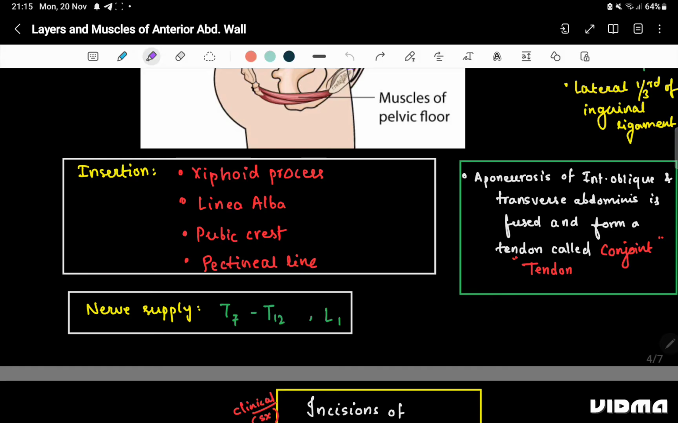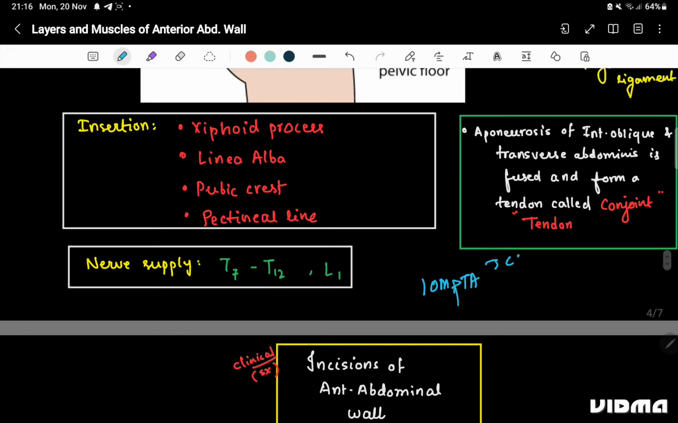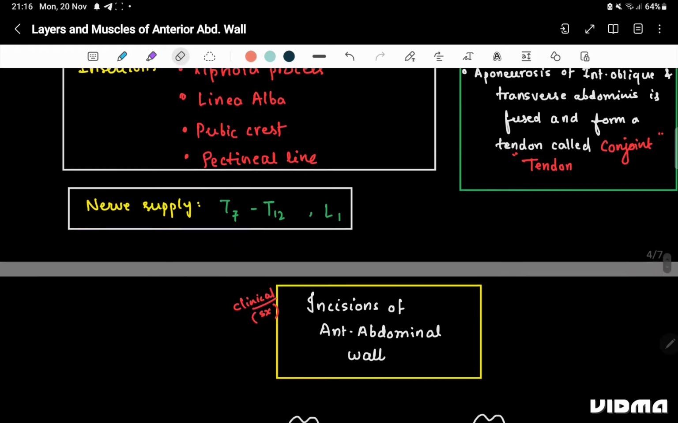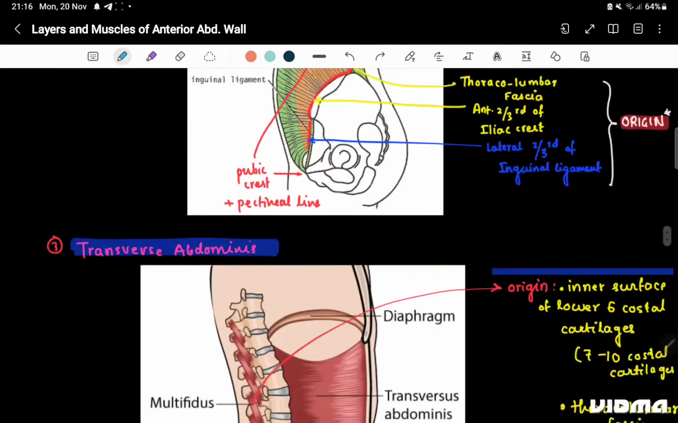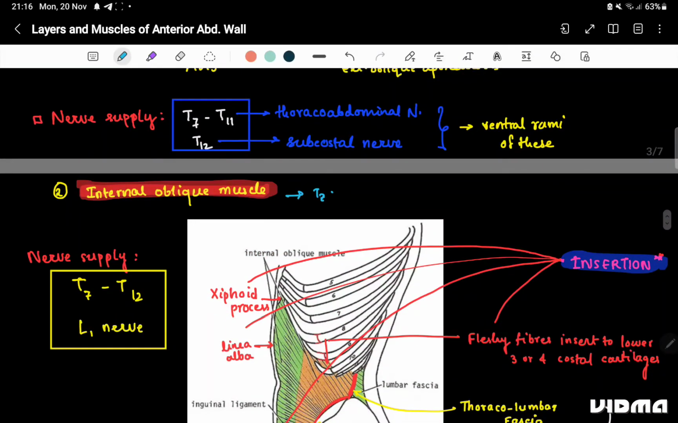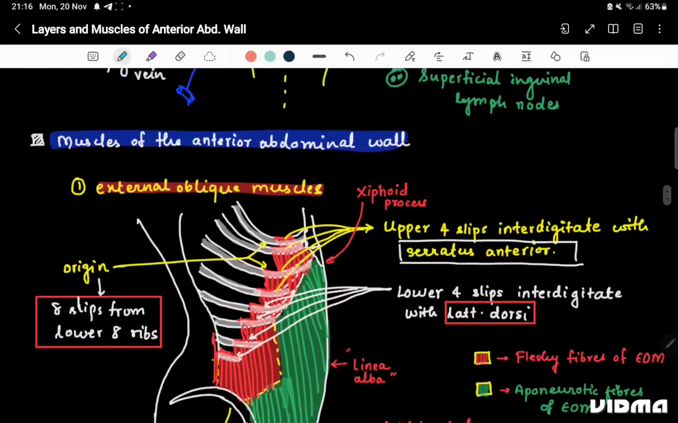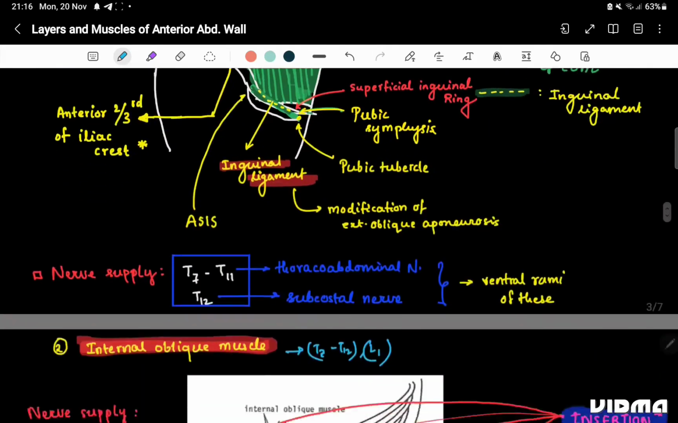So what forms a conjoint tendon? This conjoint tendon is formed by your internal oblique muscle, okay, and your transverse abdominis, IOM and TA will form your conjoint tendon. Understood? And the nerve supply is T7 to T12 and L1, just like our internal oblique muscle. The transverse abdominis nerve supply is T7 to T12 and your L1, okay, and for your internal oblique muscle it is again T7 to T12 and your L1, okay, but the nerve supply to the external oblique muscle is T7 to T11 and your T12 is the subcostal nerve, and this is the thoracoabdominal nerve.